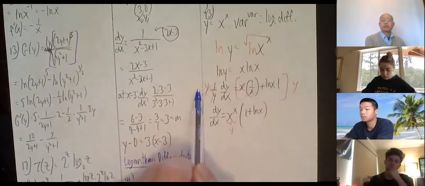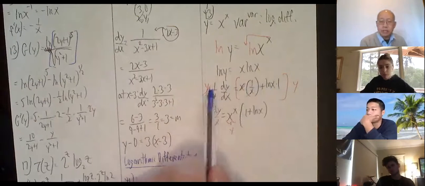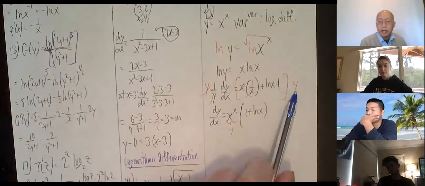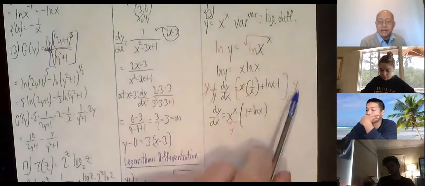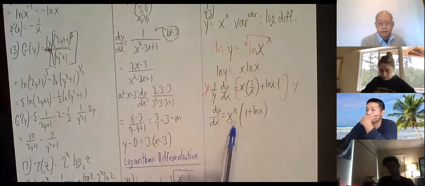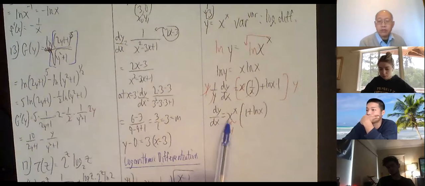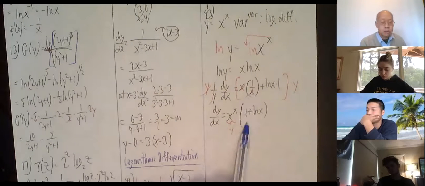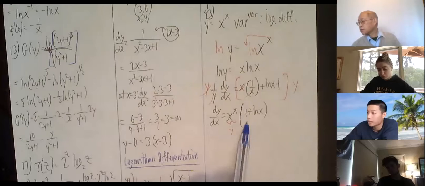Now just multiply both sides by y. That step is always going to be the same because you're trying to isolate dy dx. But you don't leave it as y. What was the original y? x to the x. Okay, we usually sneak it in front. So sneak in y, x to the x, times this extra factor, 1 plus ln x.